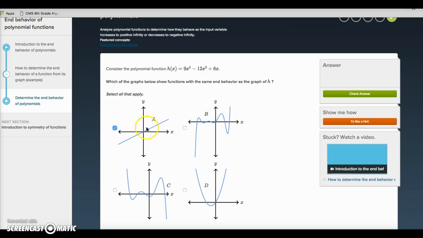Even though this is a linear function and we know that this is not linear, we're just asked to show which functions have the same end behavior. So graph B also is down and then up. So that has the same end behavior. Graph C is up and then down. So that is not the same end behavior. And graph D is up and then up. So A and B are the two choices that match the same end behavior as our given function.